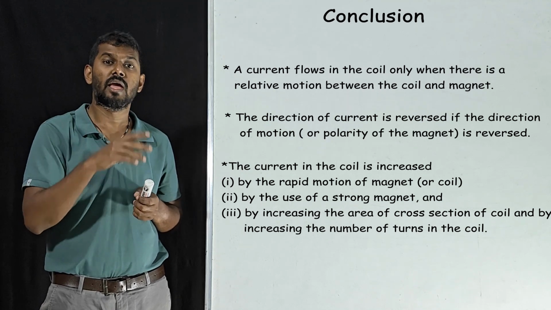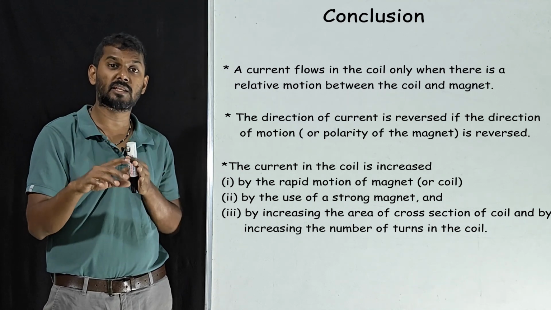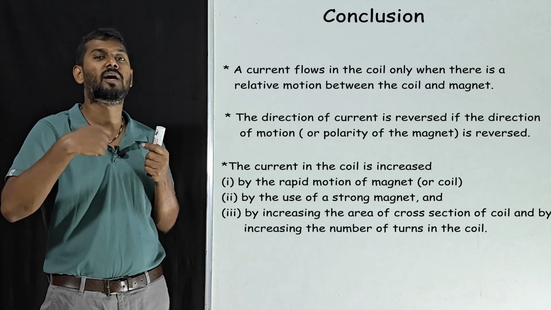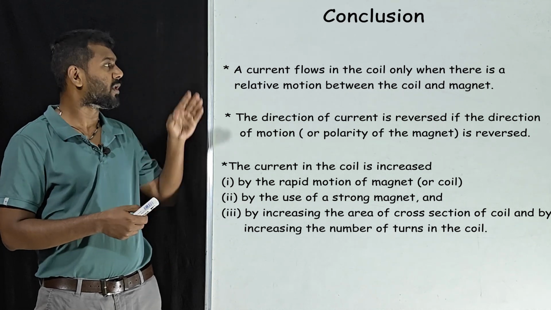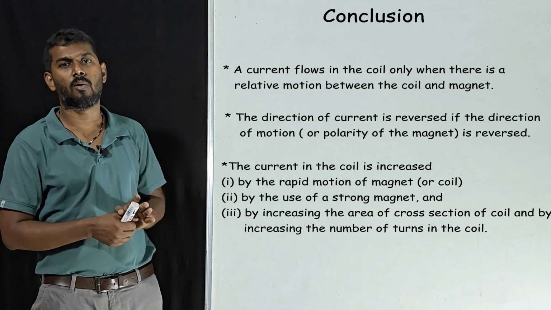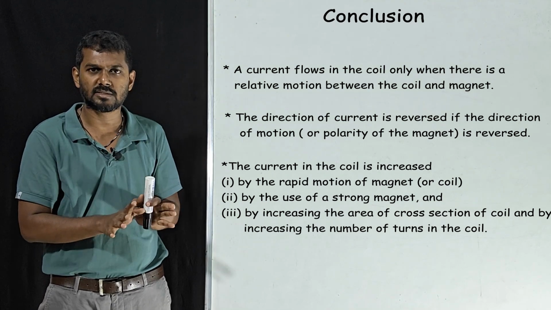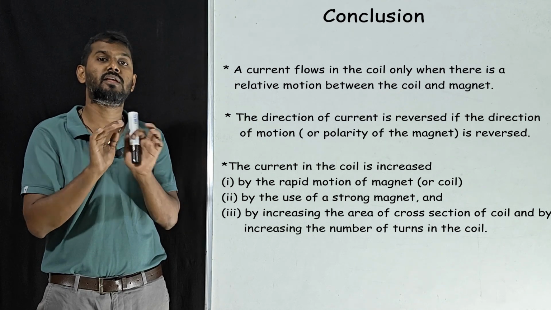Then the last one: instead of using a normal magnet, if we use a stronger magnet, more current will be produced. So these are the concluding points. If you understand the complete concept, whatever question they ask, we can easily answer any question.